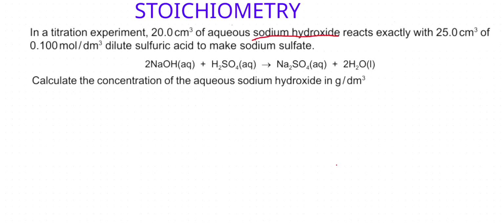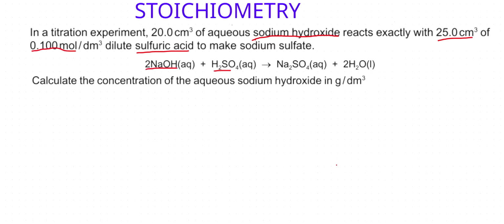And how did we know that? Because we're given data on sodium hydroxide, as we're given the volume of the sodium hydroxide, and we're also given the volume of dilute sulfuric acid with its concentration. So that is the reason why we are comparing sodium hydroxide with dilute sulfuric acid. That means that from our question here, we are comparing the two reactants, that's sodium hydroxide and dilute sulfuric acid.